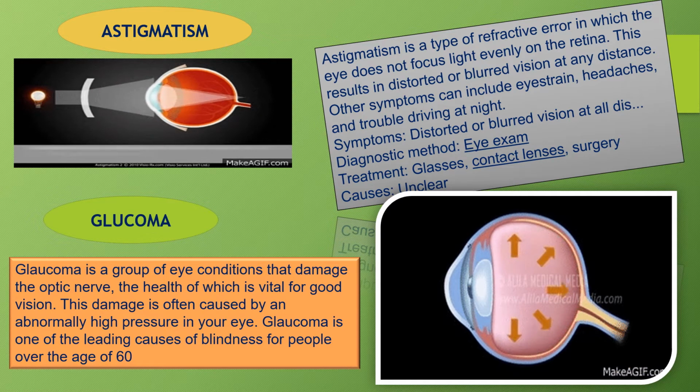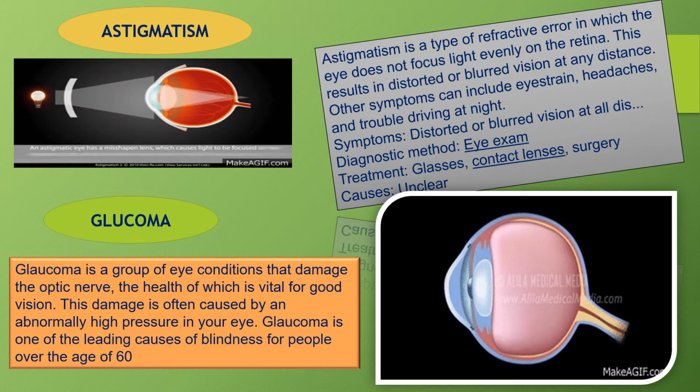Astigmatism. Astigmatism is a type of refractive error in which the eye doesn't focus light evenly on the retina. This results in distorted or blurred vision at any distance. Other symptoms can include eye strain, headaches, and trouble driving at night.